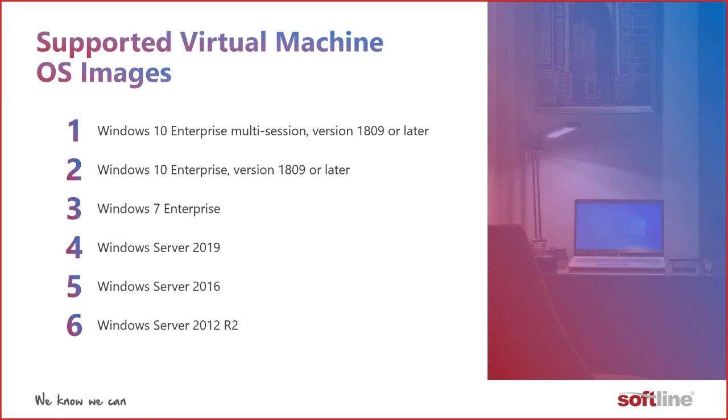Of course, the Windows 10 Enterprise Multi-Session OS from version 1809 or later is of course supported. The regular Windows 10 Enterprise version 1809 or later is also supported. And also the Windows Server 2016 and 2019, as well as the Windows Server 2012 R2 images are still supported as a regular session host machine.